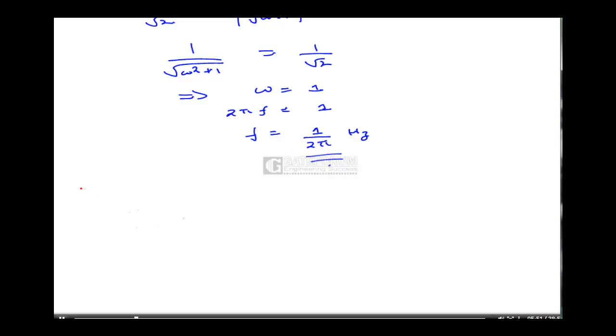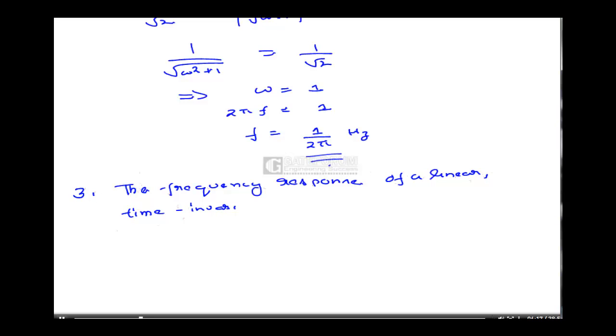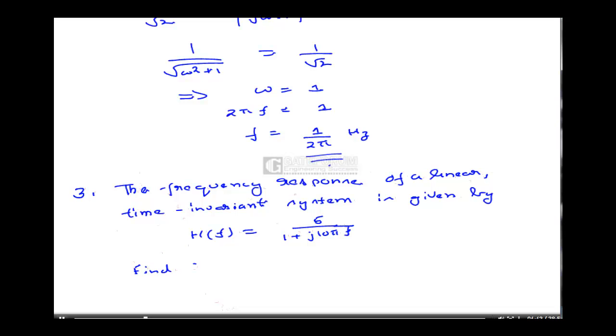Another problem. The frequency response of a linear time invariant system is given by H(f) equal to 5 upon 1 plus j 10 pi f. For this particular frequency response, we have to find the step response. This problem has also appeared in GATE 2007. How to solve this?